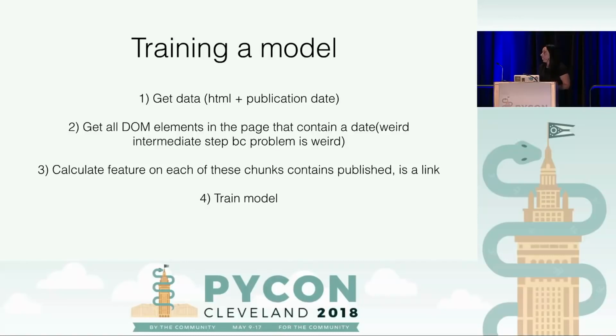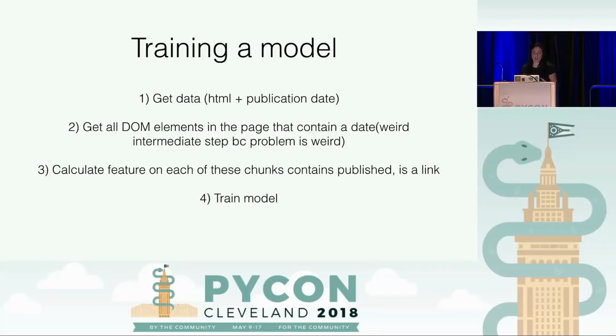So broadly, here are the steps that we follow. There's a lot of nitty-gritty, and I'm giving a bit of an overview. You can feel free to come and see me if you want to know very detailed code or stuff like that. The steps for training the model: we're going to get a bunch of data, which is basically HTML pages and the correct publication date. For each of these pages, we're going to get all DOM elements in the page that contain a date. This is a weird intermediate step because the problem is a little bit weird, and it comes from the paper, but I'm not sure how to explain it. That's just how it's done, and it's a bit weird.